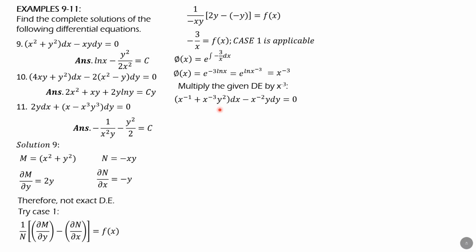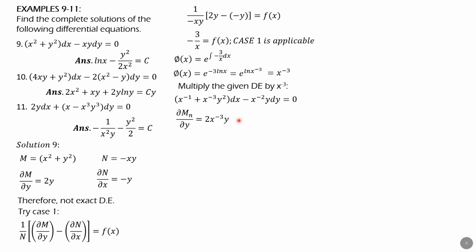If simplified, that would be x to the negative 3 times 2y. So take note, the partial derivative of the new M with respect to y: this is 0, then this is constant, x to the negative 3 times 2y. Simplifying, that's 2x to the negative 3 times y.